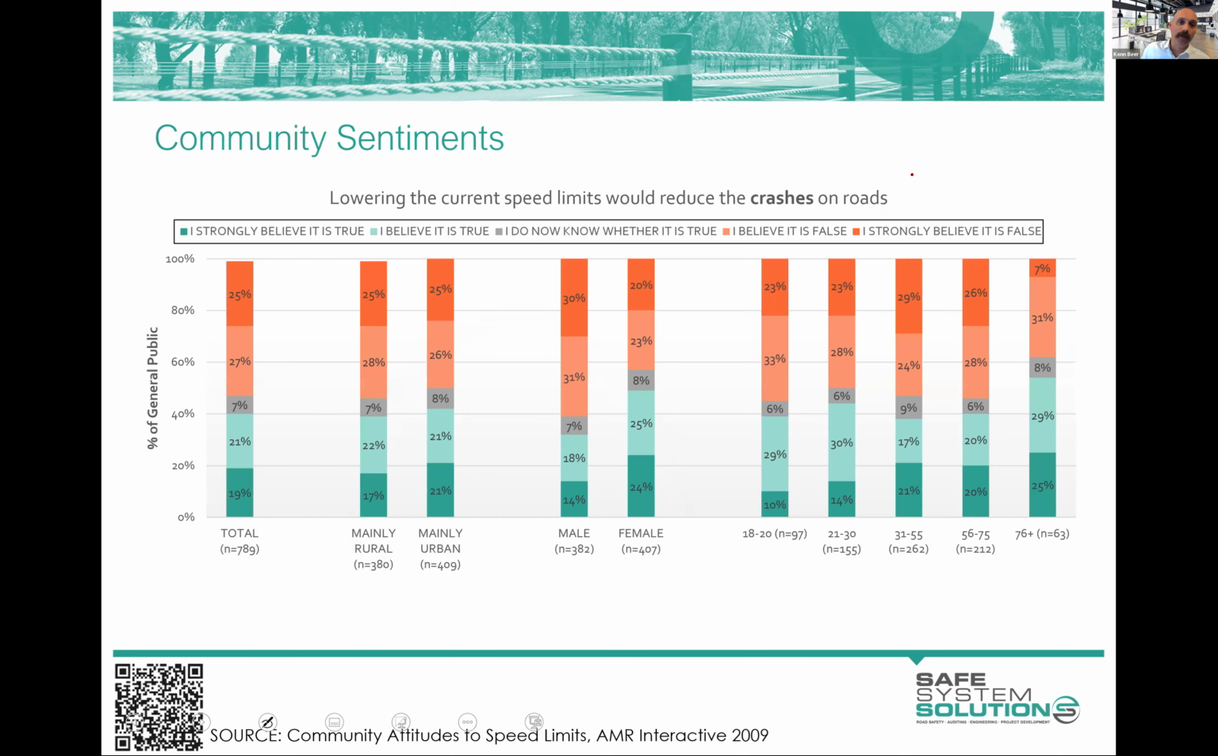I think that's always important. But speed is so controversial in the community, isn't it? Speed limits are the one part of speed which really gets people going. And it's interesting to survey the community. This was Tasmanian research that surveyed with the question of whether lowering the current speed limits would reduce crashes on the roads.